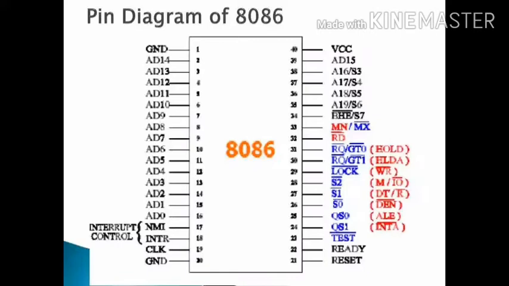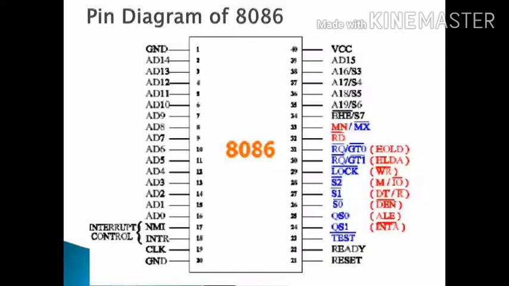8086 has 20 address lines because we have a 20-bit address for 8086, which indicates the primary memory, that is, the number of address locations which can be addressed. Therefore, as already discussed, it can access up to 1 MB of primary memory addresses.